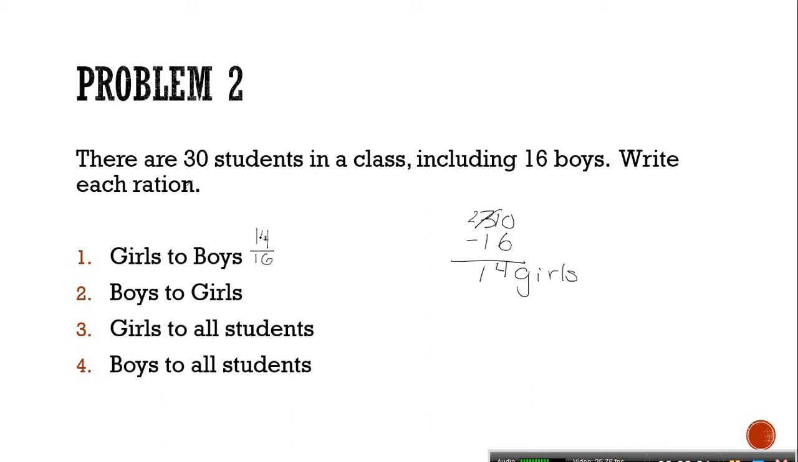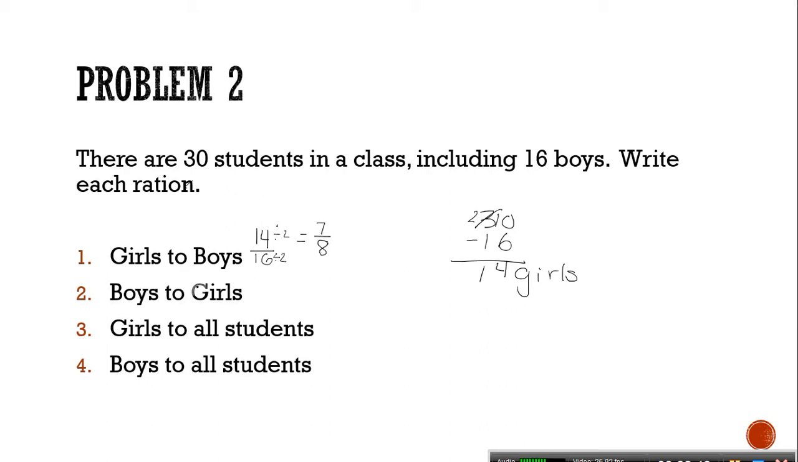Now, I notice these two numbers can be simplified, and I always got to simplify ratios. So I'm going to divide both of these by 2, because both of them have a 2 that can go in. So 14 divided by 2 is going to give me 7. 16 divided by 2 is going to give me 8. And that is as simple as it can be.